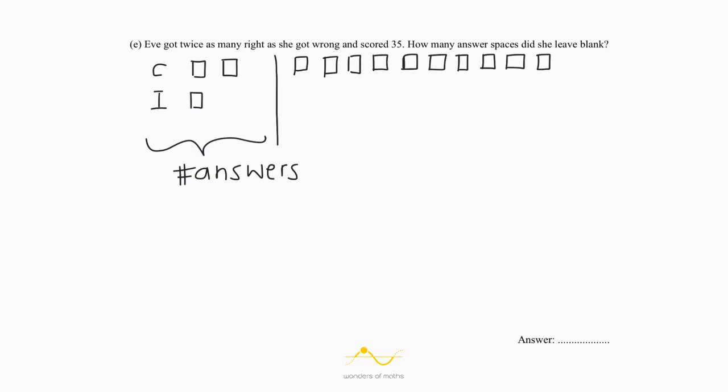Let's use the same method for the incorrect answers. We've assigned 1 block to denote how many incorrect answers there are. We also know that for every incorrect answer, every student loses 3 points. So, we need to do 1 multiplied by 3, which gives us 3 blocks for the number of points she scored for all her incorrect answers. Again, let's label our diagram. This side of the line is the number of points.